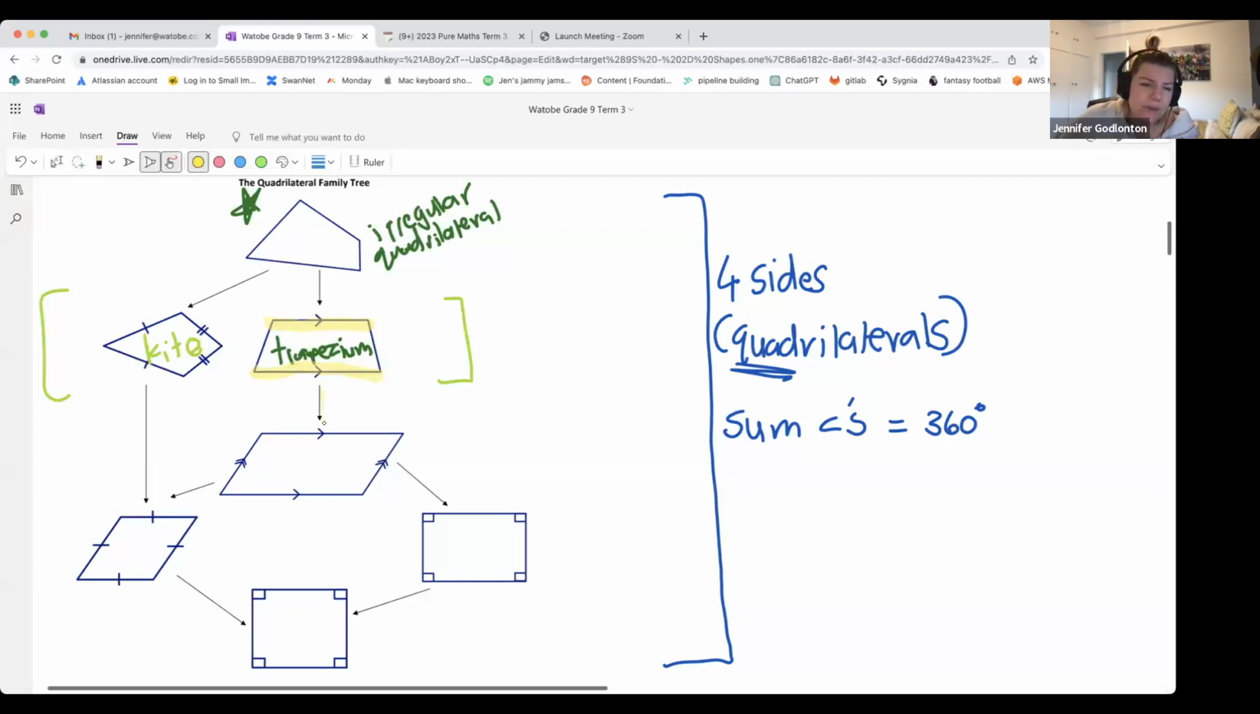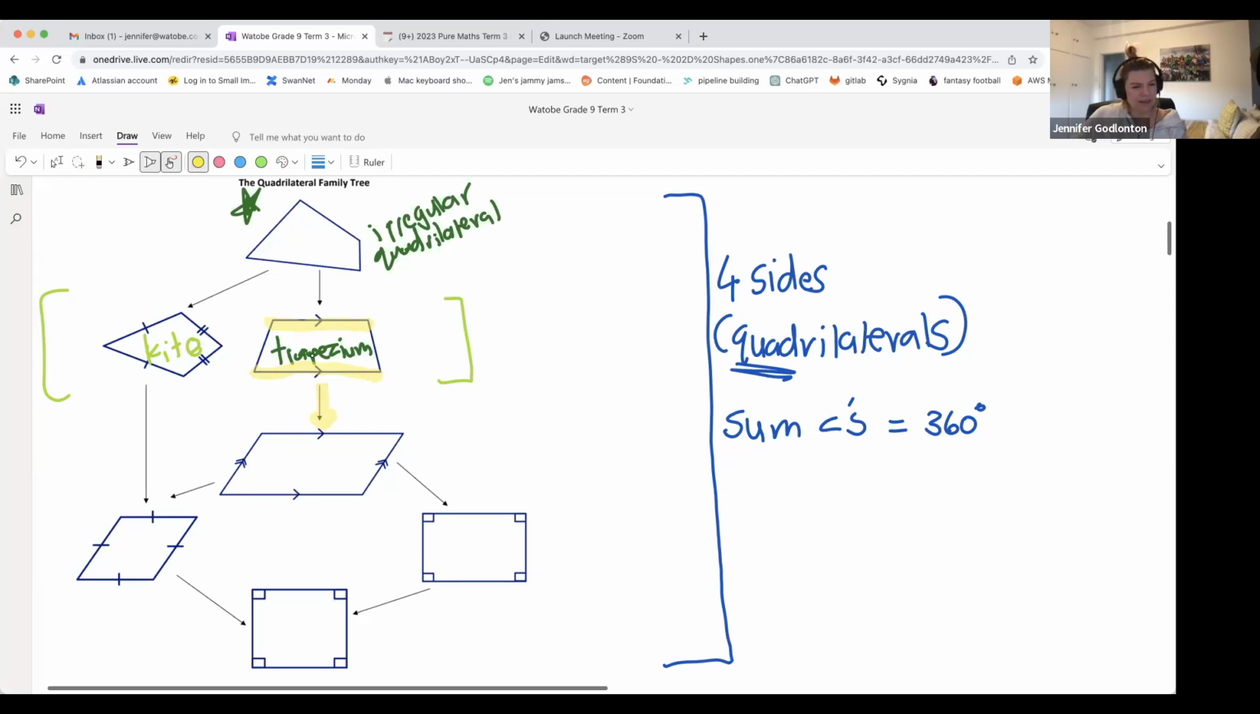And then you'll see that we have an arrow that connects us down here. And then all four of these quadrilaterals down here are connected to each other, which means they all share something in common with this trapezium. What do they share in common with this trapezium? What do they share that's the same as the trapezium? All four of those down there.